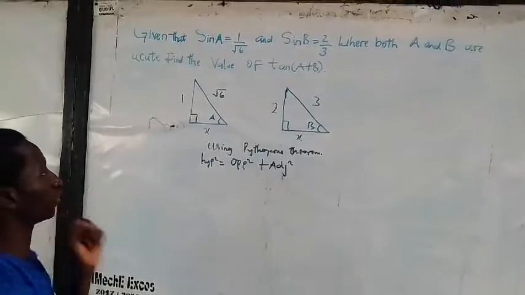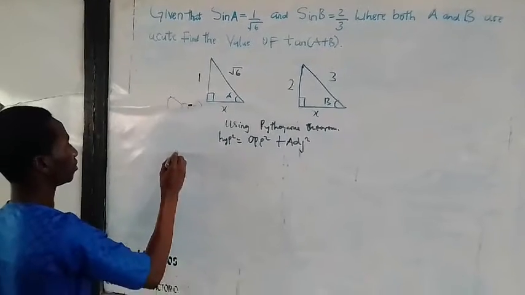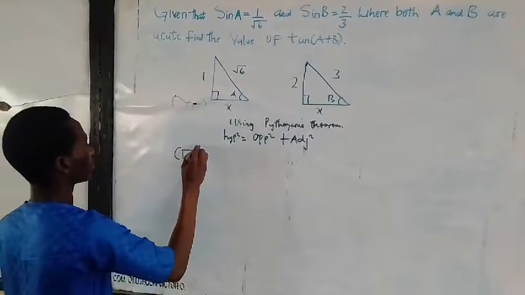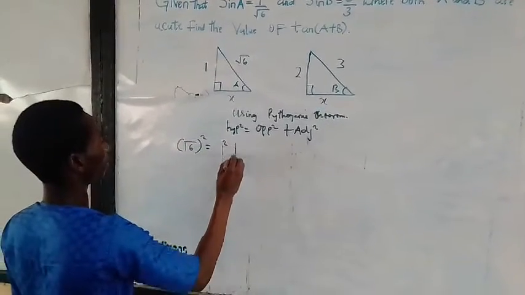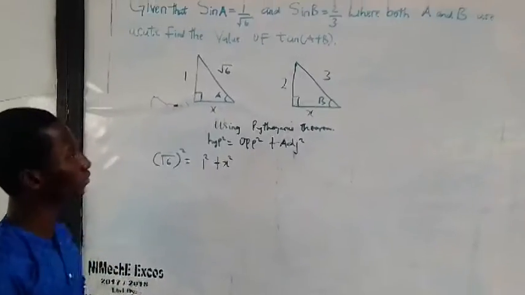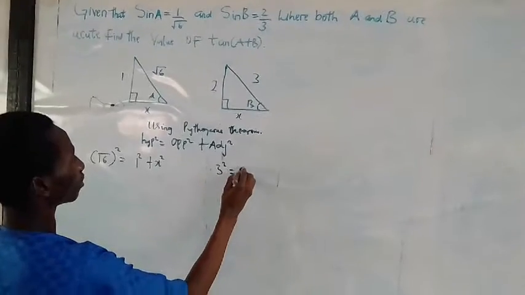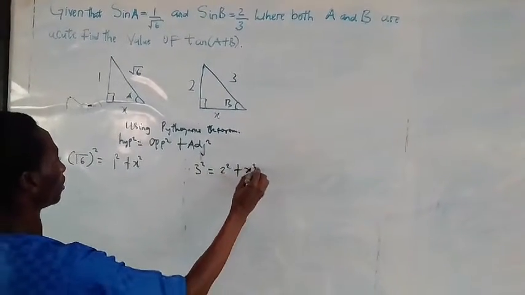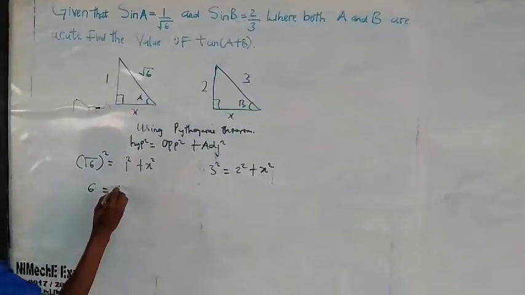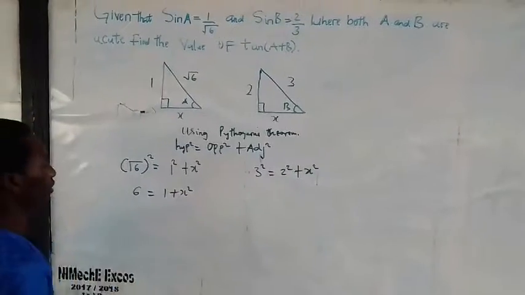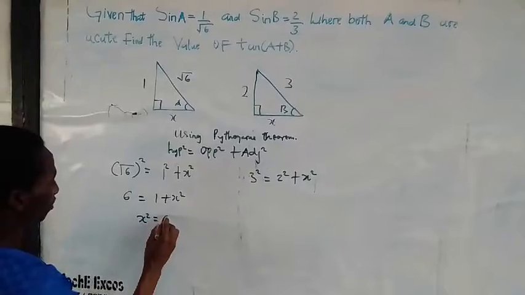For our acute angle of A, what is our hypotenuse? Our hypotenuse is root 6. Root 6 squared is equal to the opposite, 1 squared plus x squared. Same thing also applicable here. We have 3 squared is equal to 2 squared plus x squared. Root 6 squared, we have 6 equals 1 plus x squared. Therefore, x squared is equal to 6 minus 1, that's 5.